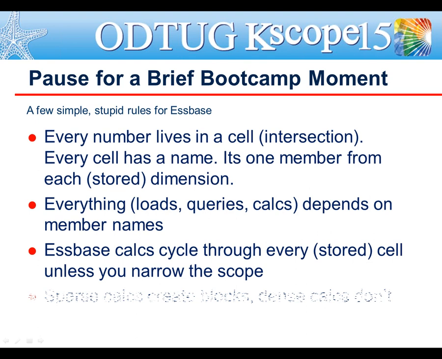An Essbase calculation cycles through every single stored cell unless we narrow the scope with an if or a fix or some other way of reducing the scope.